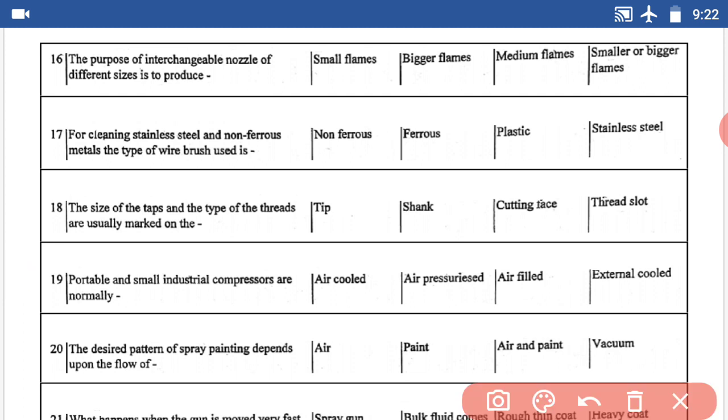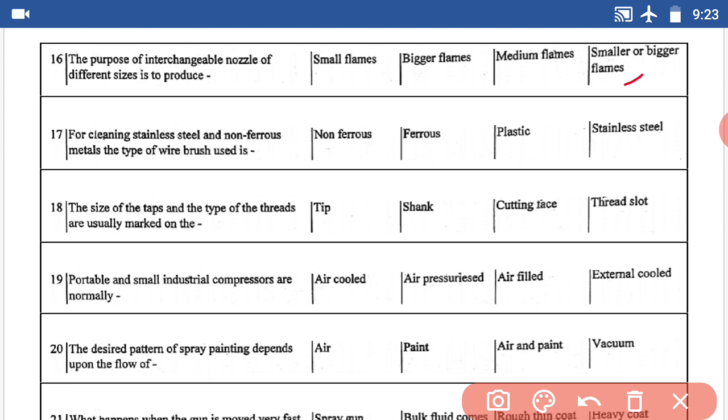The purpose of interchangeable nozzles of different sizes is to produce dash. This question's answer: smaller or bigger flame. Option D is the correct answer. Smaller or bigger flame.